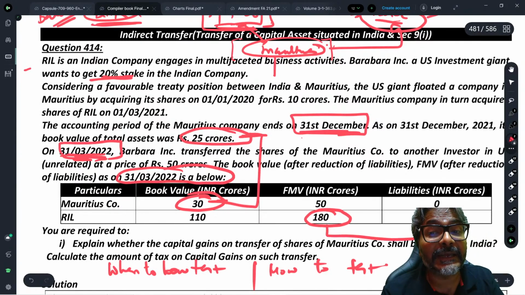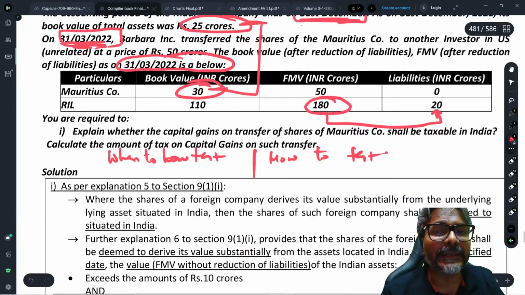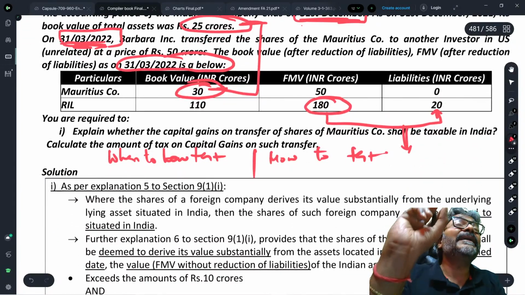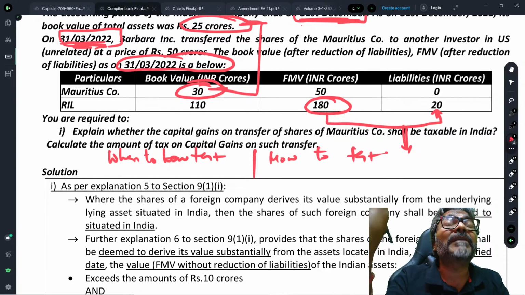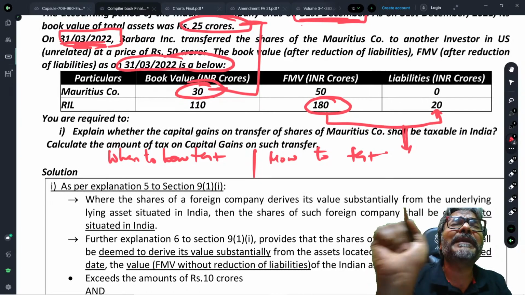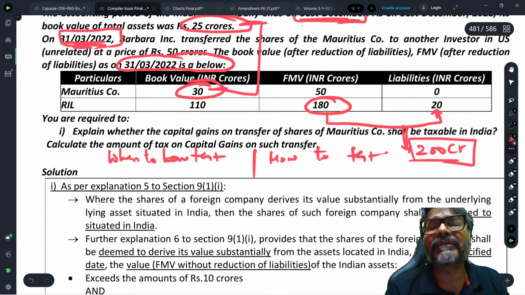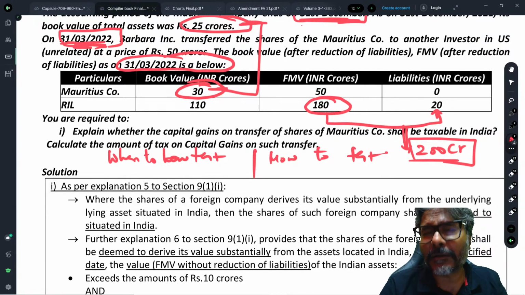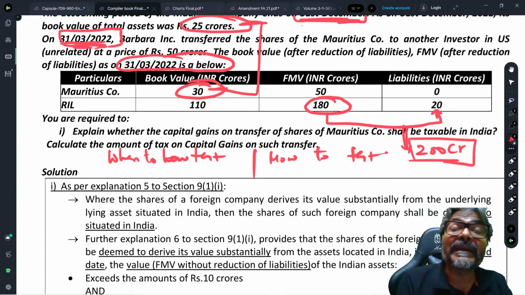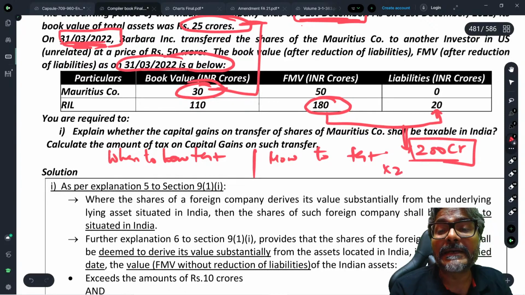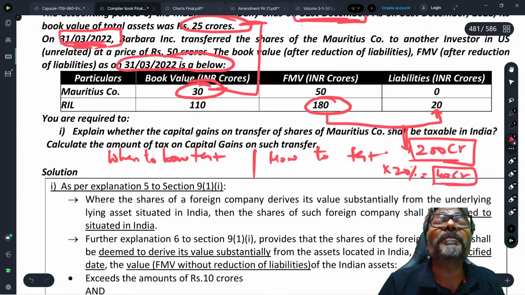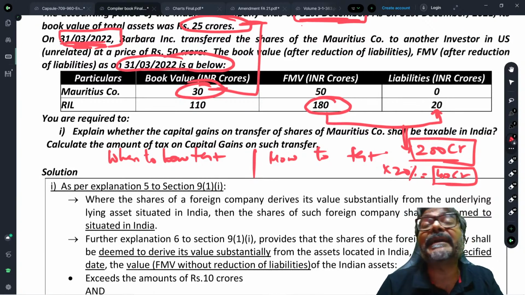Now is there a corresponding liability also? Yes, which is how much? 20. So as we know, friends, in the indirect transfer, the concept of fair market value is very unique, and if there is any corresponding liability, that liability needs to be added back, and accordingly the fair market value of the Indian asset is 200 crores. How much is the investment of the Mauritius company? 20%. So 20% will result into 40 crores. So 40 crores is the investment of the Mauritius company in that Indian asset.